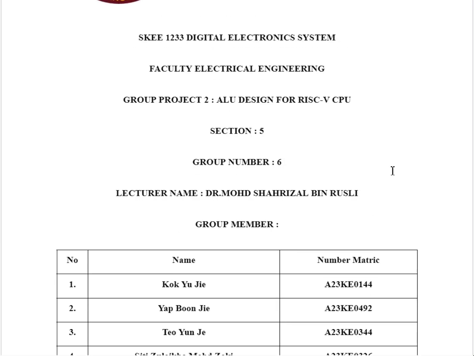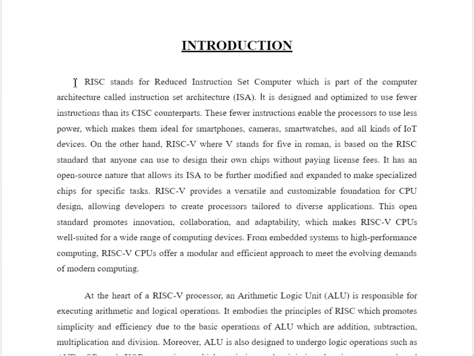In this video, I would like to introduce to you our group assignment, which is ALU designed for RISC-V CPU. RISC stands for Reduced Instruction Set Computer, which is part of the computer architecture called Instruction Set Architecture. It is designed and optimized to use fewer instructions, which enable the processor to use less power, makes them ideal for smartphones, cameras, smartwatches, and all kinds of IoT devices.